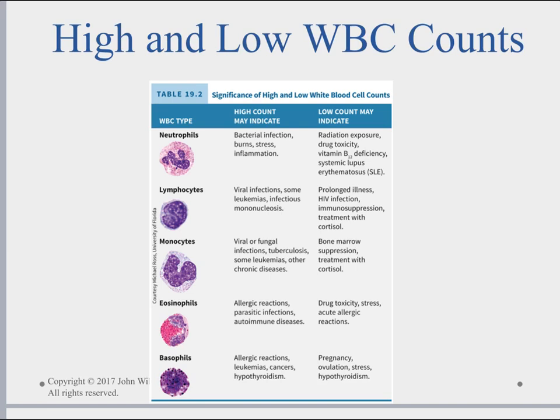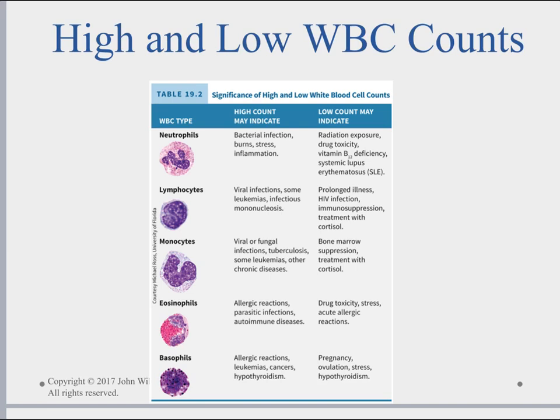Now, lymphocytes, high count: viral infections, some leukemias, and infectious mononucleosis. Low count is prolonged illnesses like HIV infections or any type of immunosuppression or even treatment with cortisol. Look at our monocytes. Remember big foamy? Well, our high count can indicate viral or fungal infections, things like tuberculosis, some leukemias, and other chronic diseases. Low cell count equals bone marrow suppression or treatment with cortisol.